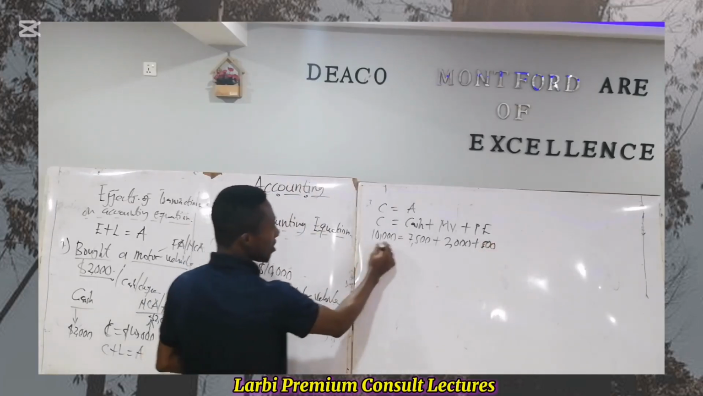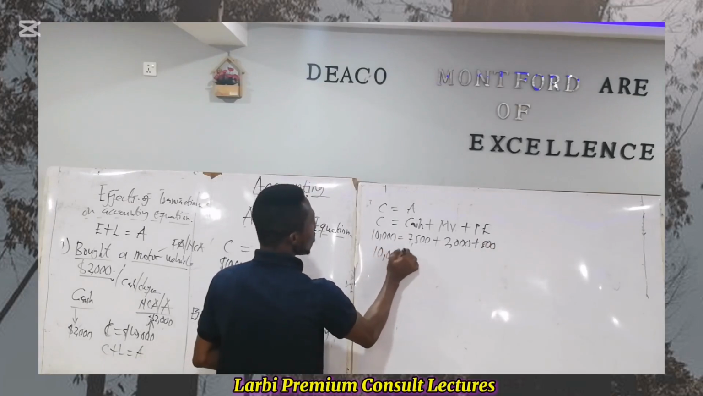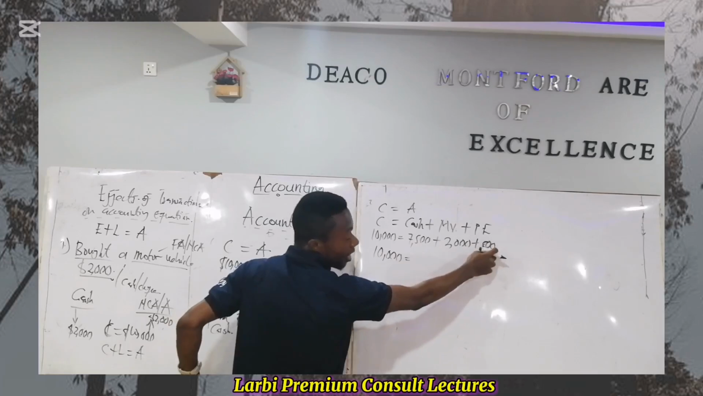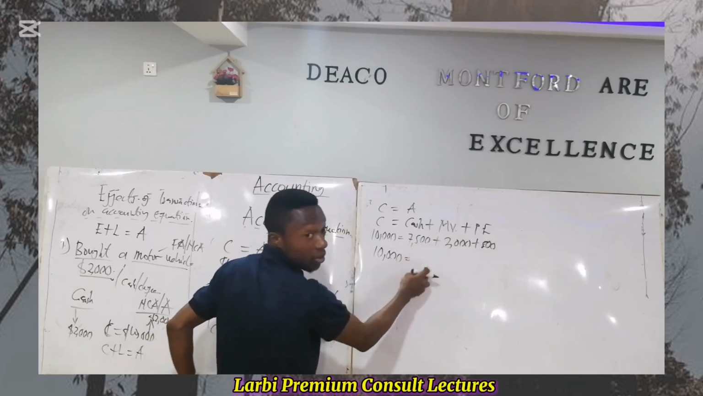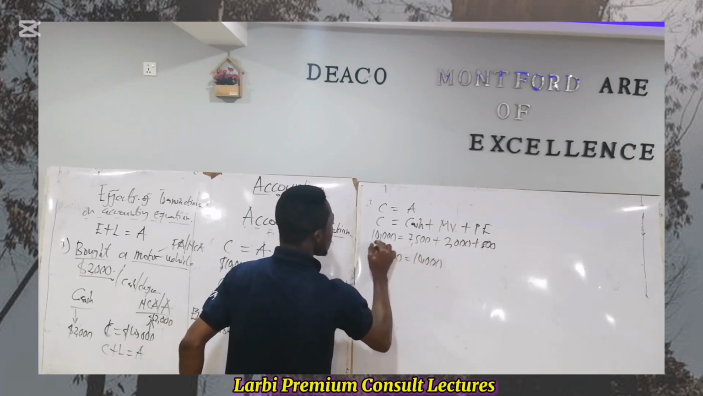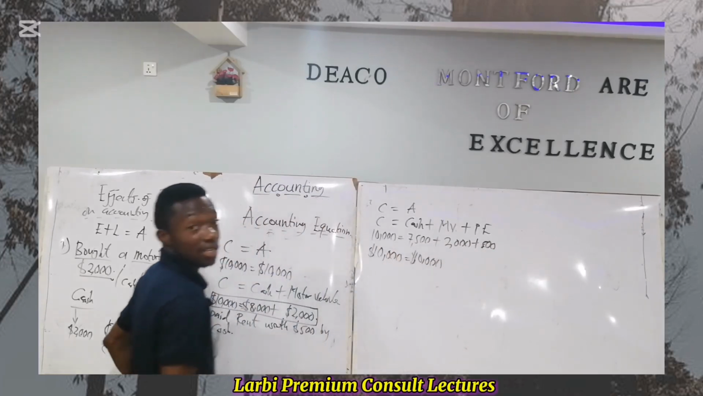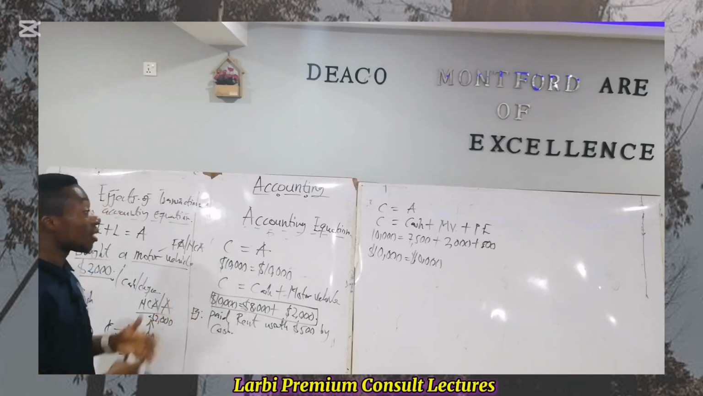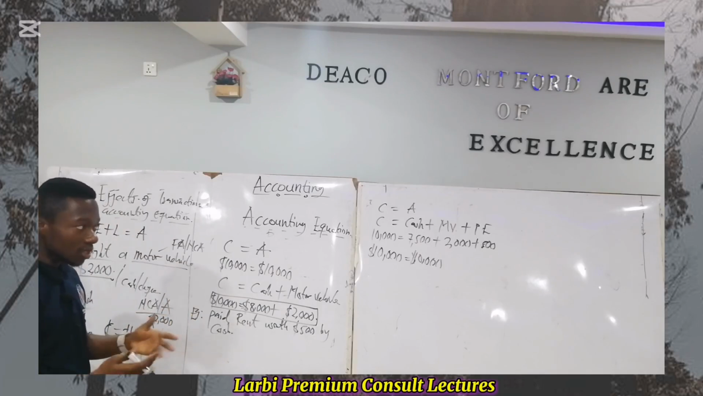So you have 10,000 here. Let's check. It should be equal to 7,500 plus 500 plus 2,000. What do we get? 8,000 plus 2,000, we get 10,000. So that is that. This is how we analyze the effect of a transaction on the accounting equation with respect to the books of account. Here's how it goes.